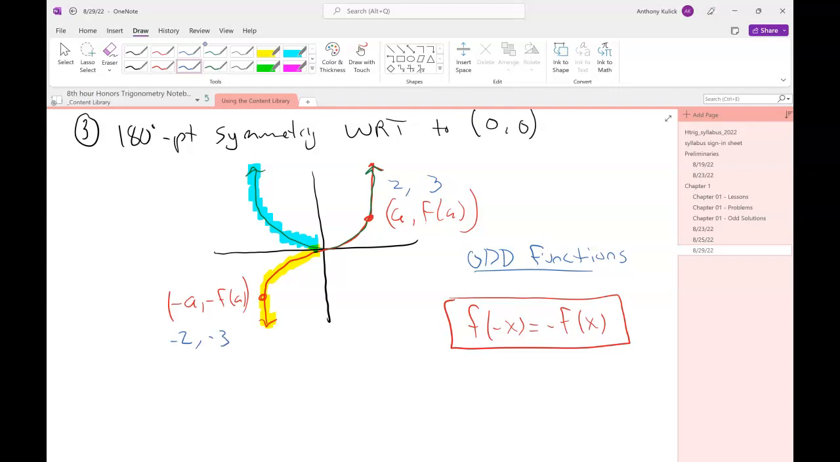So again, illustrating with numbers, right? This helpful to do the numbers? So if we do f of negative 2, that is negative 3, which is negative of f of 2.